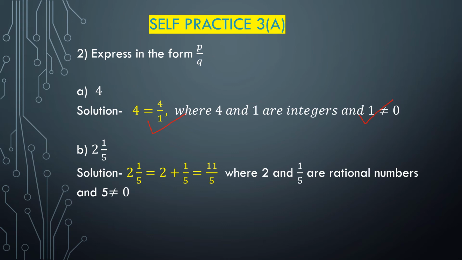B, 2 1 divided by 5. First this is a mixed number, so first we have to convert it: 2 1 divided by 5 equals 2 plus 1 divided by 5. Multiply the denominator with the whole number: 5 multiplied with 2 plus 1, that is 11 divided by 5. Here 11 and 5 are integers, and denominator q, that is 5, is not equal to 0.